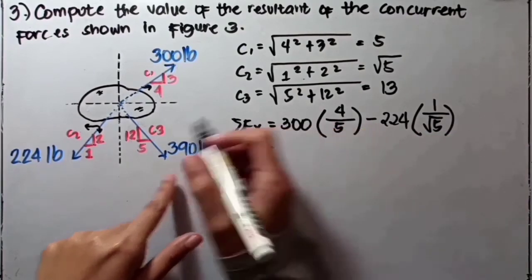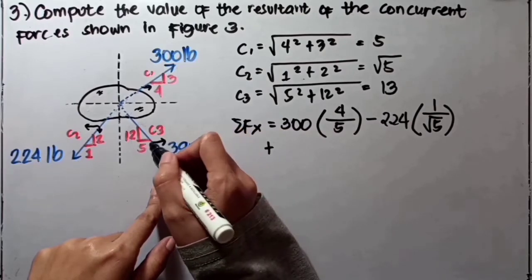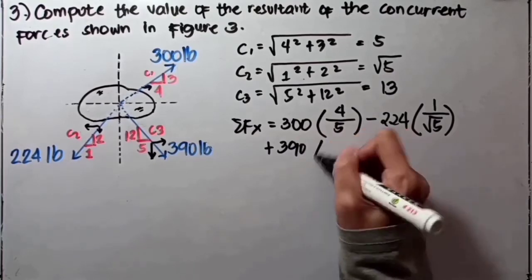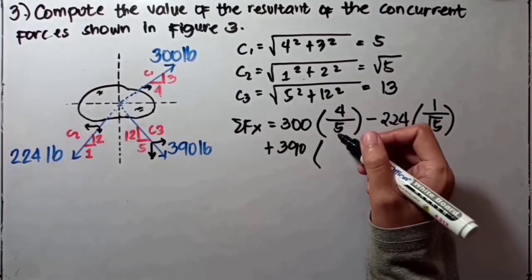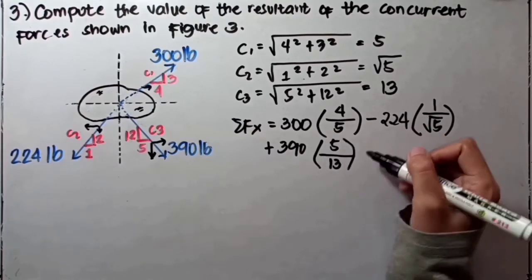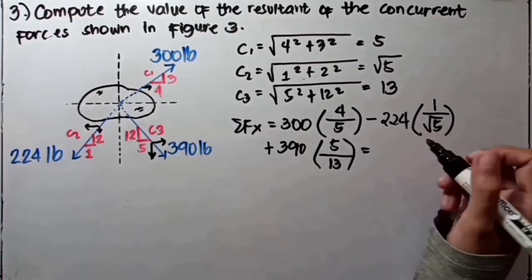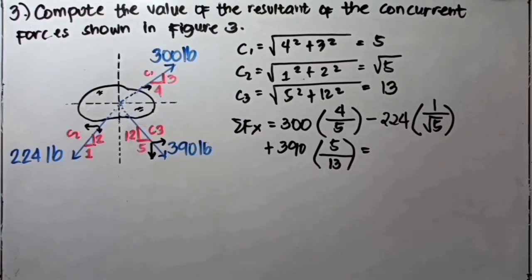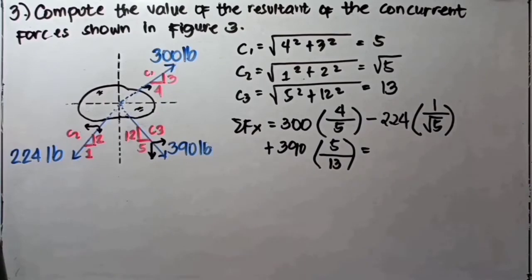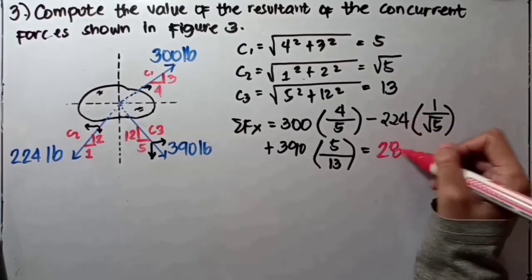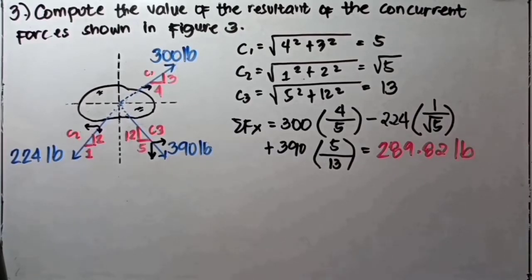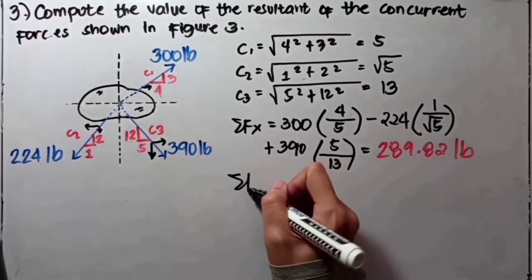And then, for 390 naman, nilalagay na lang natin sa baba. 390, magiging positive siya kasi going to the right ang kanyang x component, going down naman ang kanyang y component. So, for 390, times lang natin sa kanyang x slope, which is 5, divided by the hypotenuse niya, which is 13. So, pwede natin i-calculate ang fx. Okay. So, ang answer natin is 289.82 pounds.